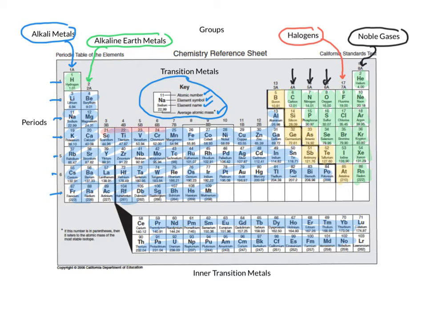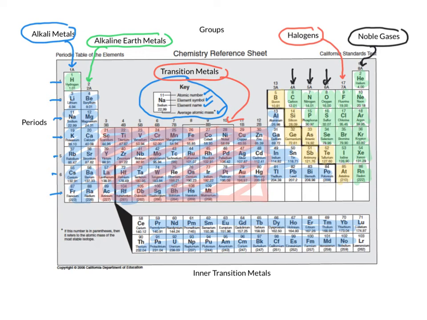This group right in here, all these metals in here, they have a name. Okay, these are called your transition metals. Okay, so they're all called transition metals. So they're going to do something in particular next unit. So this whole group here, transition metals, okay?